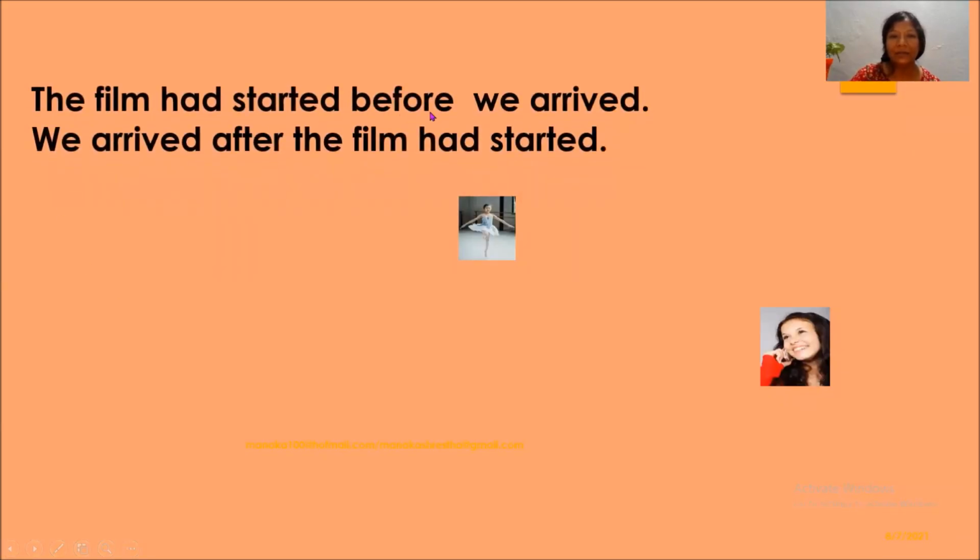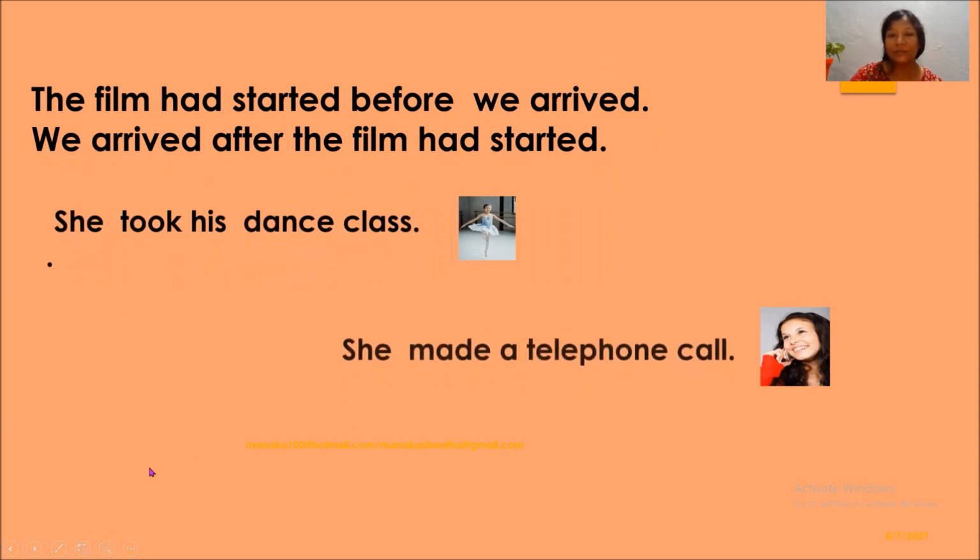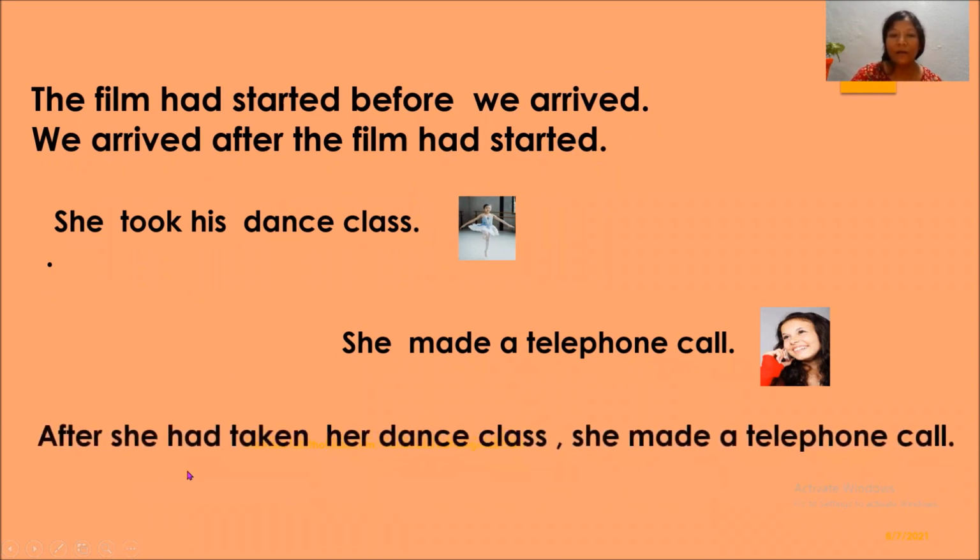Okay, so here, next example: the film had started before we arrived. We arrived after the film had started, same meaning. Okay, here also, she took her dance class. After that, she made a telephone call. So first, what did she do? She took her dance class, okay? And then second, she made a telephone call. So we can say here, after she had taken her dance class, she made a telephone call. Or before she made a telephone call, she had taken her dance class, okay?